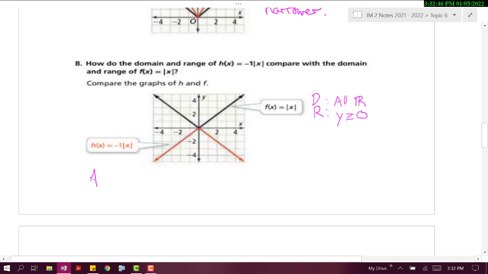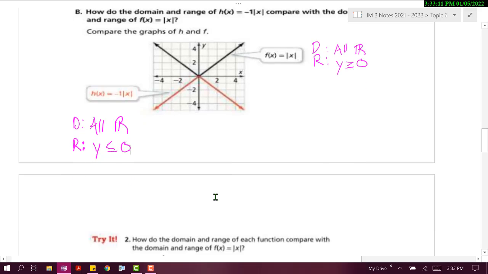So all real numbers is still the domain, because it's still going all the way left, all the way right. The part that changes is the range. So now the range is less than or equal to 0. So it flips it. It changes our range to the complete opposite side of our graph. So that's what's coming there.